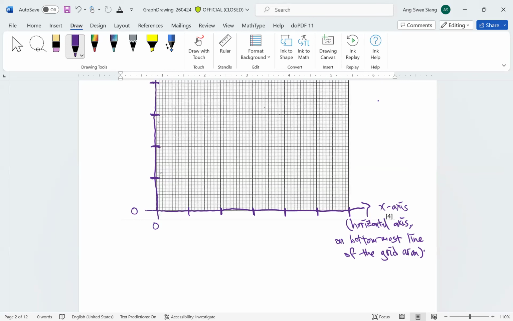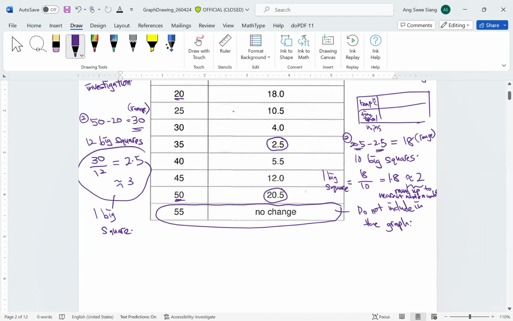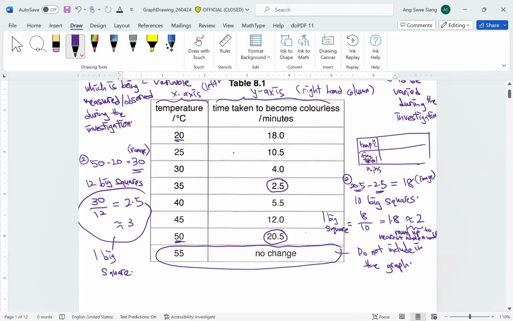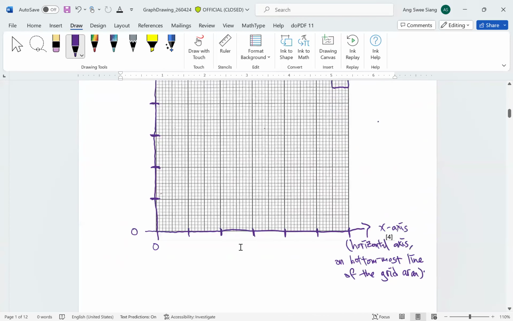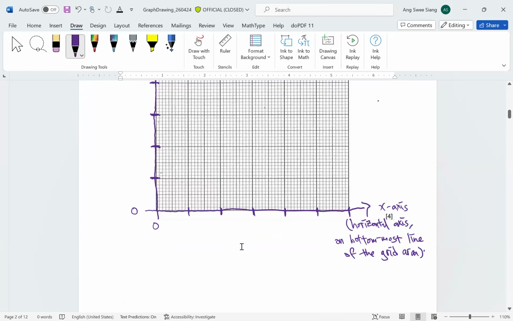So let's look at the table. For the x-axis, I can actually choose to start from 20. Then for the time taken, because the smallest value is 2.5, it's very close to 0, so for the y-axis, I can still start from 0. So this is what I mean: y-axis, I can still start from 0, but for x-axis, I will start from 20.